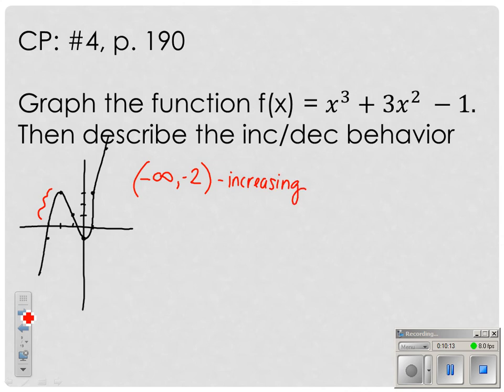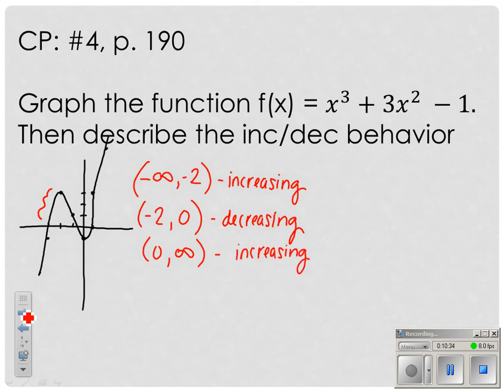Now at negative 2, it started to drop. So from negative 2 until it got to x equal to 0, it was decreasing. And then it started to climb again. So from 0 to infinity, it went up. Okay, so there's the behavior for that particular function.